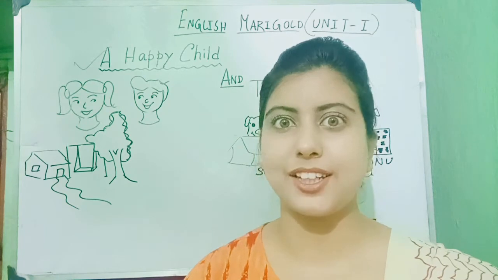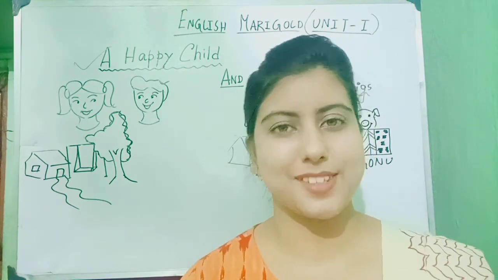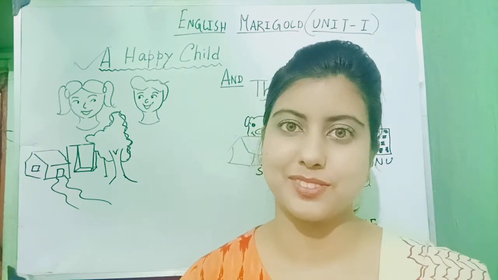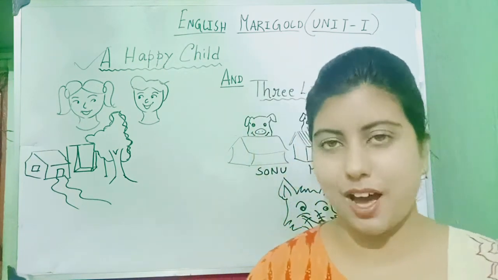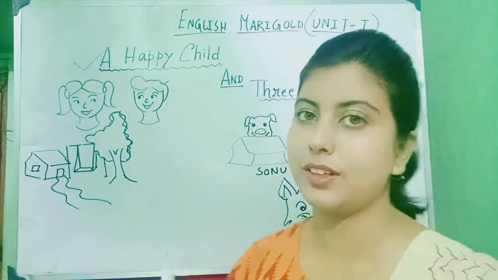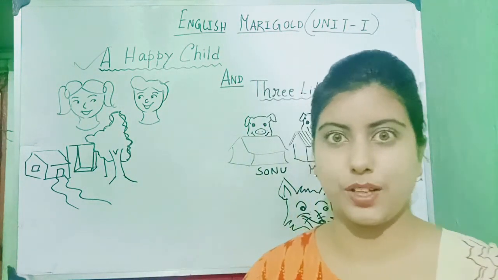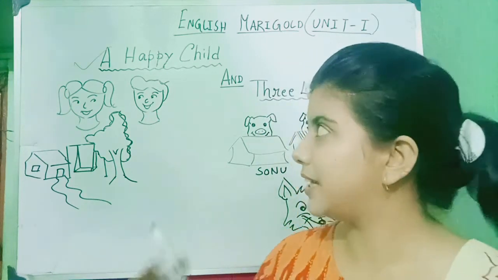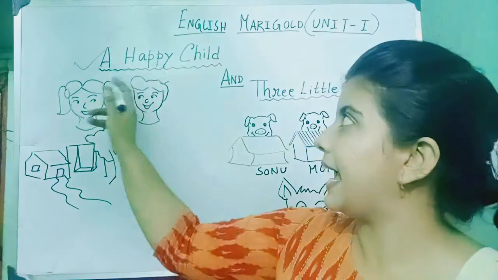In today's English class, we are going to start a new chapter from your Marigold book. Today we are going to start Unit 1 from the Marigold book. Now, in this unit, first we have a poem. The name of the poem is A Happy Child.